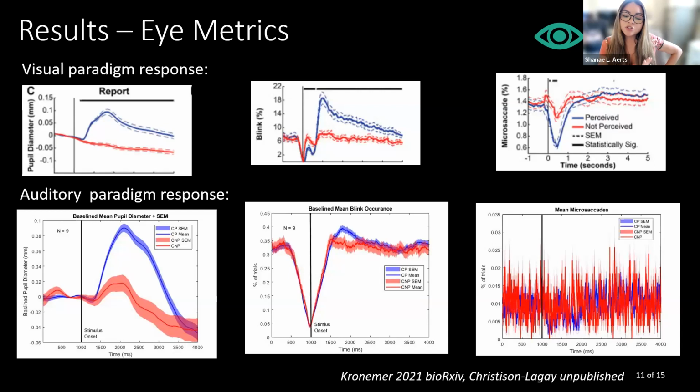But in terms of eye metrics themselves, this is our auditory paradigm response versus the previous visual paradigm response I showed earlier. You can see that there is a clear difference in pupil dilation from confirmed perceived auditory stimuli, which is interesting because it's not visual stimuli, so it's easy to expect changes in eye metrics for visual, but it occurs also in auditory and from our lab also in tactile. So there's a large change in pupil diameter, a smaller one in blink, and then we're not seeing much for microsaccades, but again, we only have 9 subjects.